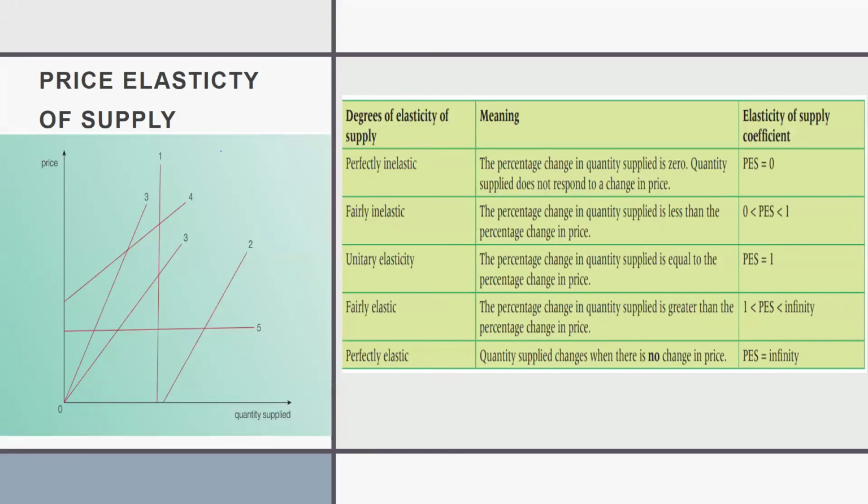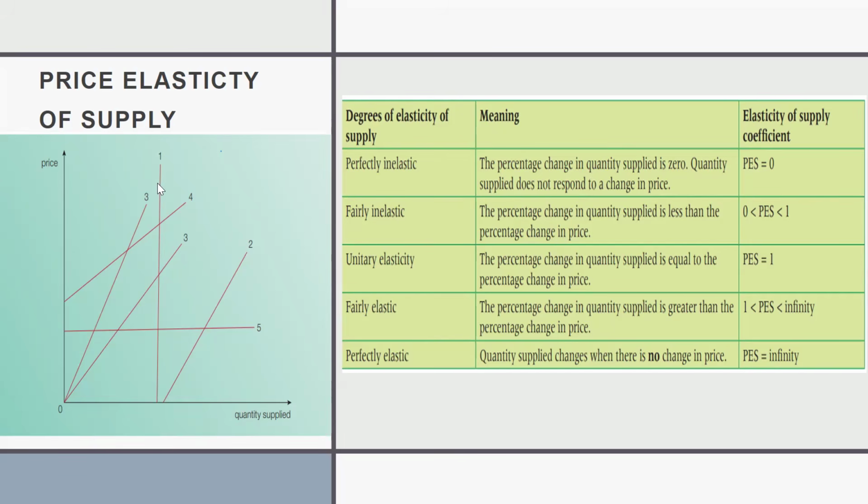This is what the price elasticity of supply would look like. The meanings are the same. 0, perfectly inelastic. Greater than 0, less than 1, fairly inelastic. 1, unitary elastic. Greater than 1, less than infinity, fairly elastic. And infinity, perfectly elastic.